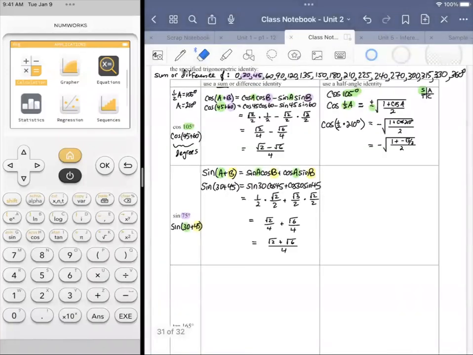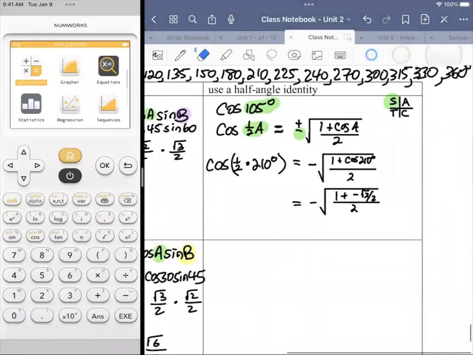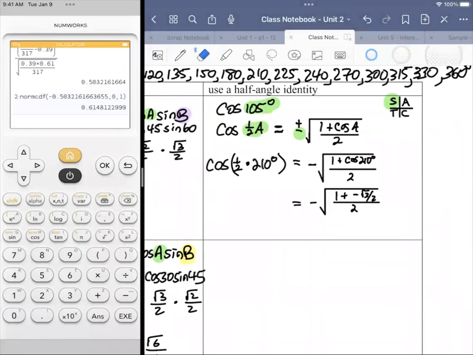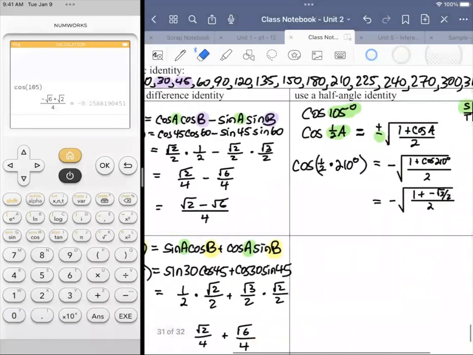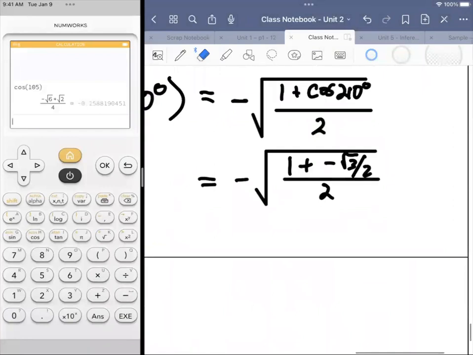All right, so we want to be able to verify our answer. Now, in the NumWorks calculator, we can type in cosine of 105. Just make sure you're in degree mode. It gives you that decimal, which is equivalent to this ratio. But I want to verify it against this.